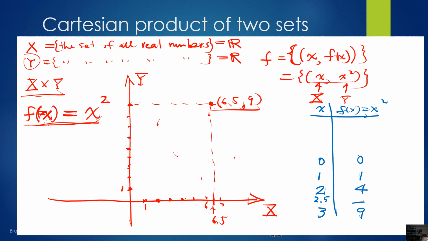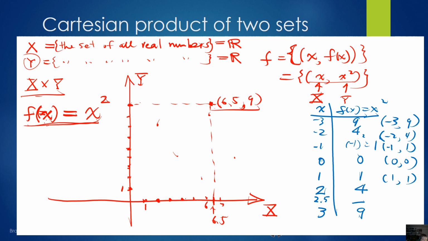But it doesn't matter. I just randomly pick some number. -1. So -1 squared is 1. -2 squared is 4, right? So -3, it's also going to be 9. So then we can find the ordered pairs. -3 is related to 9, -2 related to 4, -1 related to 1, 0 related to 0, 1 to 1, 2 to 4, and 3 to 9.